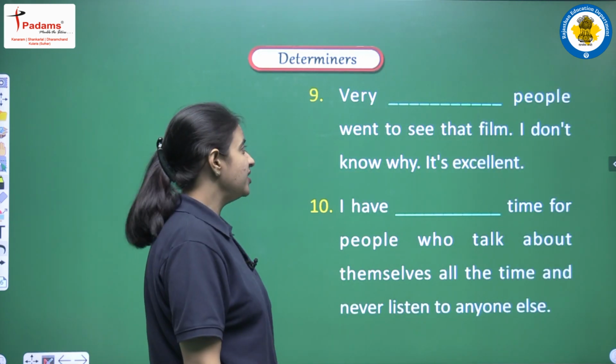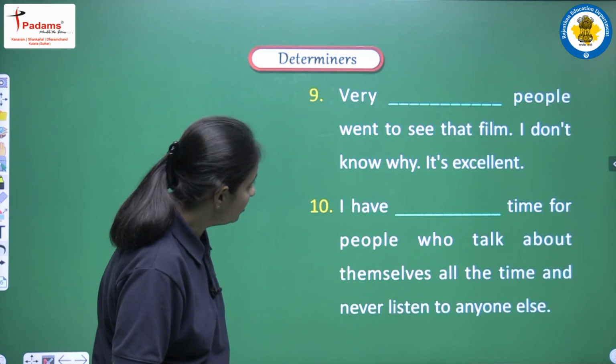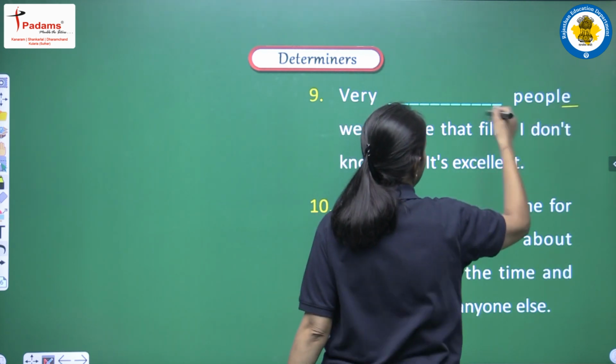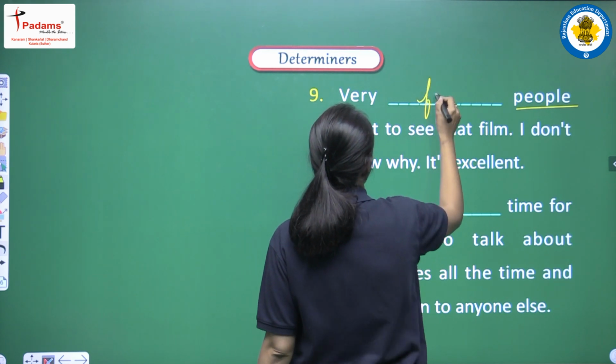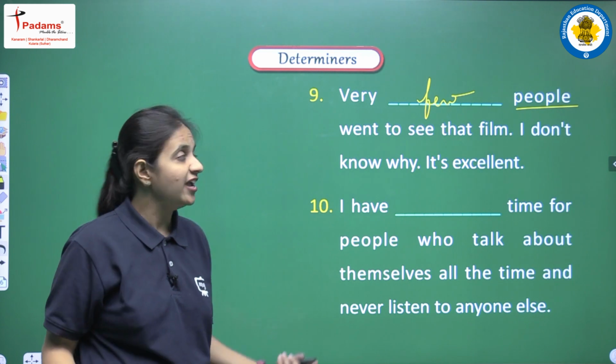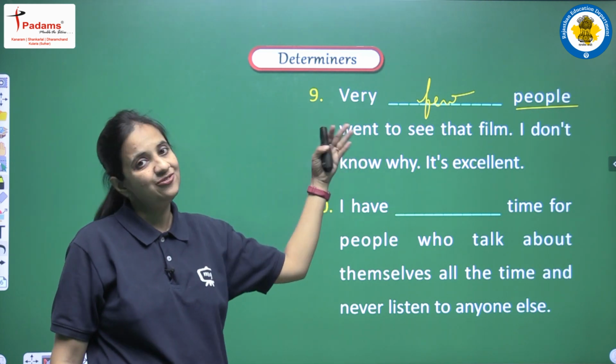Next sentence, very few people went to see that film, I don't know why, it's excellent. So people countable noun, after very we have to write few. Very few people went to see that film, I don't know why, because it was very excellent film.